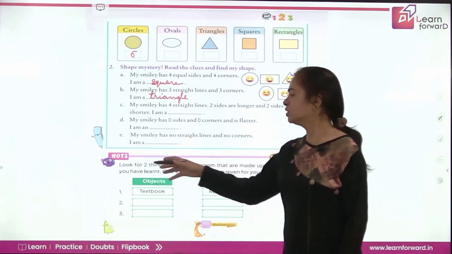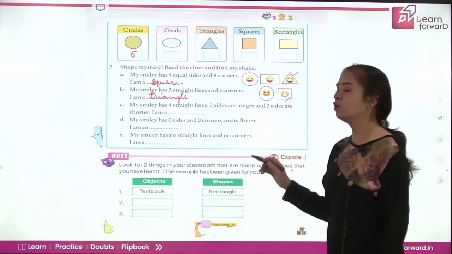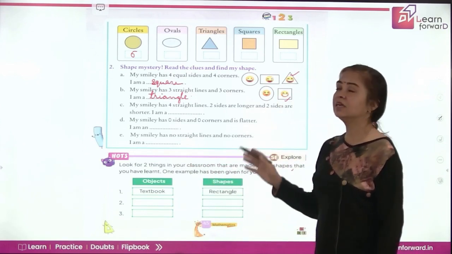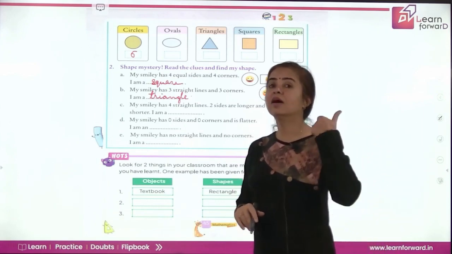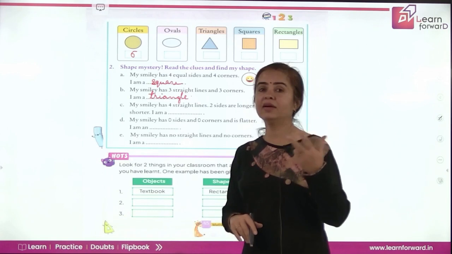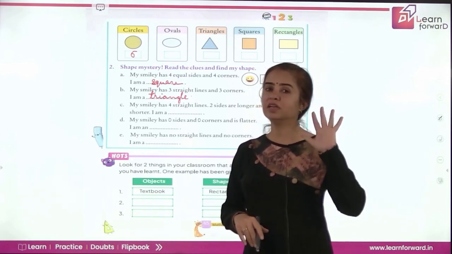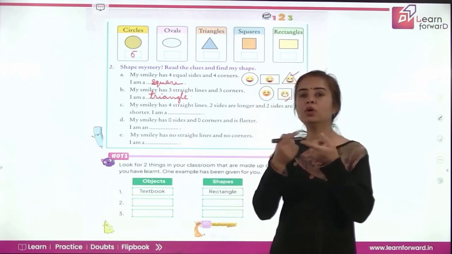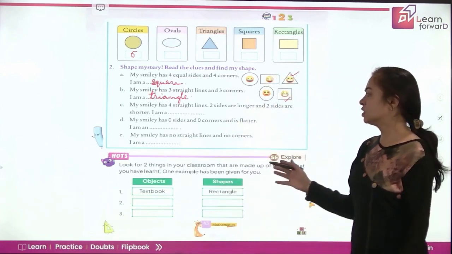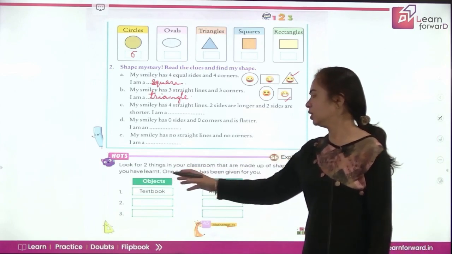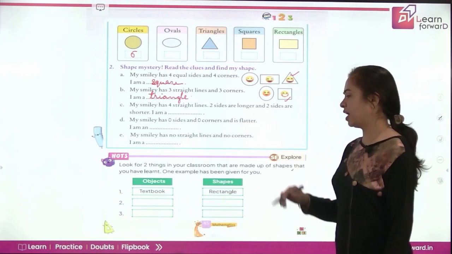Now we have HOTS. Look for 2 things in your classroom that are made of shapes that you have learned. So we have already learned these shapes here. Let's recall them. A square, a rectangle, a triangle, a circle and an oval. So we have learned these 5 shapes. Now quickly look around yourselves in the classroom and you just have to say 2 things that are made up of shapes that we have learned.